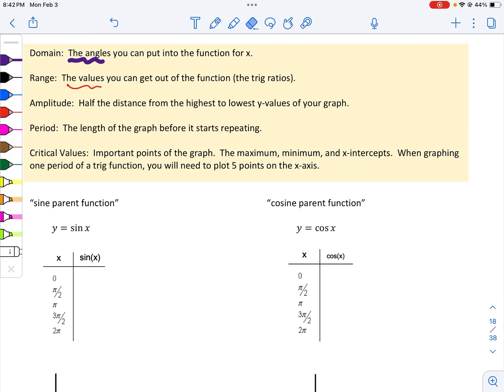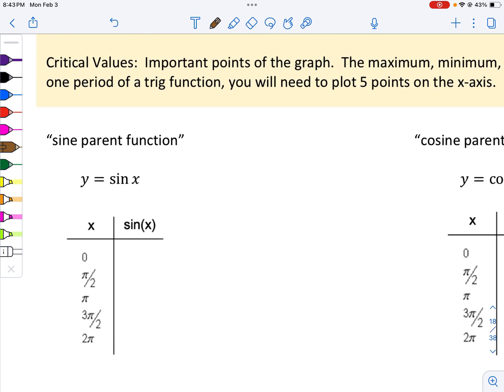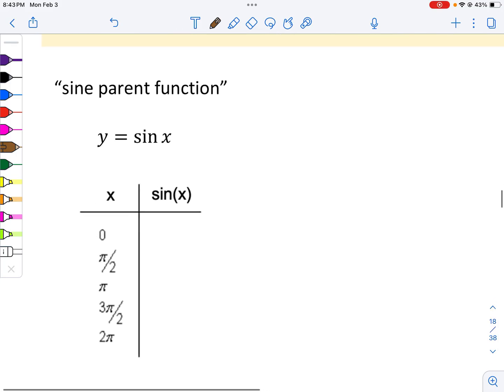So we'll take a look at that as well with our graphs. All right, so some critical values. We're going to talk about these every time we graph. On the y-axis, you're going to graph the maximum and the minimum. We're also going to graph x-intercepts. When graphing one period of the trig function, you're going to need 5 points on your x-axis. So we'll talk about how to find those 5 points. And then our y-axis will need 3 points, a high, a low, and then the middle, or we'll call it the midline. All right, so let's start by looking at the sine function.